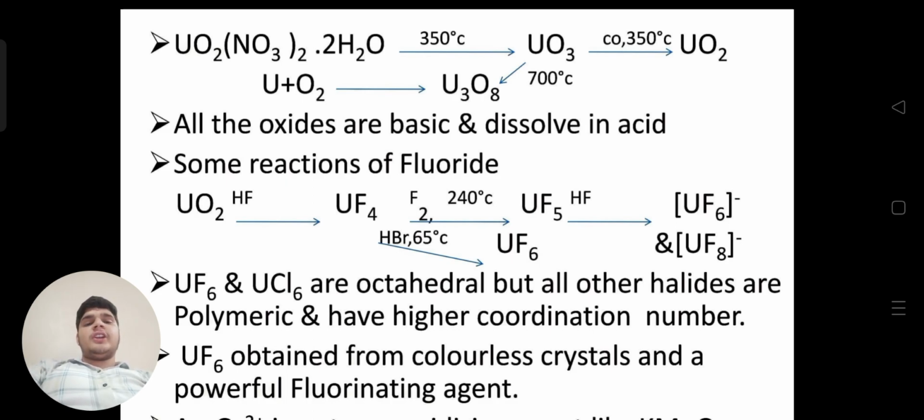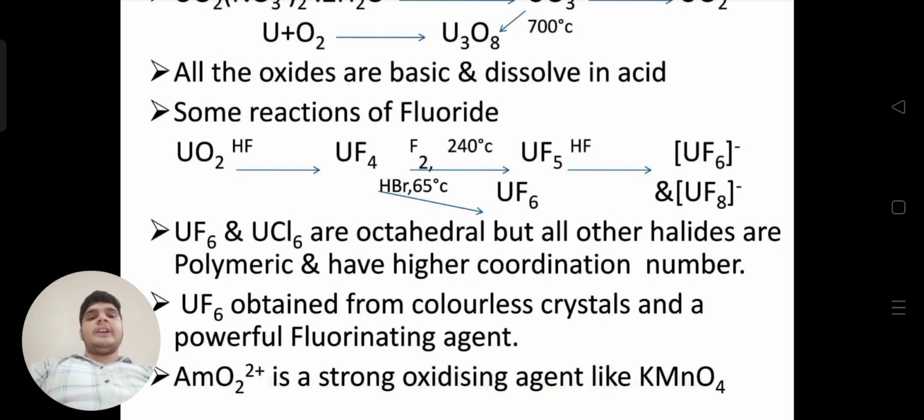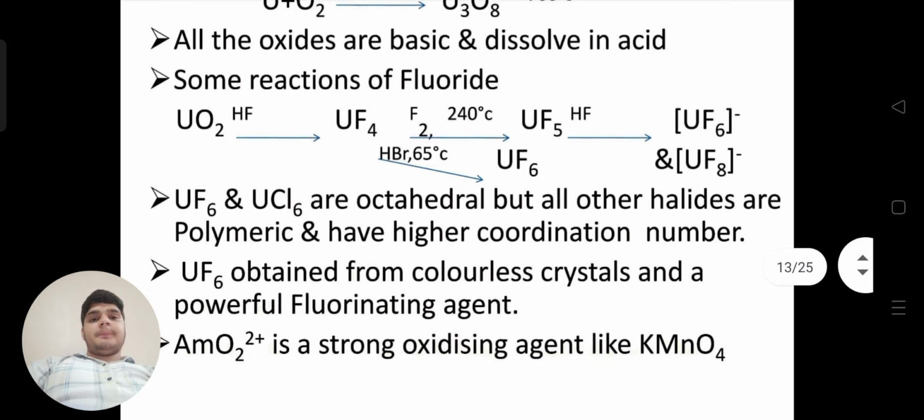Some reactions of fluorides: when uranium dioxide reacts with hydrogen fluoride it becomes uranium tetrafluoride, and when it reacts with hydrogen bromide at a temperature of 65 degrees Celsius it will form uranium hexafluoride. Also, when uranium tetrafluoride reacts with fluorine gas at 240 degrees Celsius it becomes uranium pentafluoride, and when it reacts with the hexafluoride it will form UF6. It means uranium hexafluoride with negative charge and uranium octafluoride with negative charge. Uranium hexafluoride and uranium hexachloride are octahedral, but all other halides are polymeric and have higher coordination numbers. UF6 is obtained as crystals and is a powerful fluorinating agent. Americium dioxide with 2+ charge is a strong oxidizing agent, just like potassium permanganate, KMnO4.